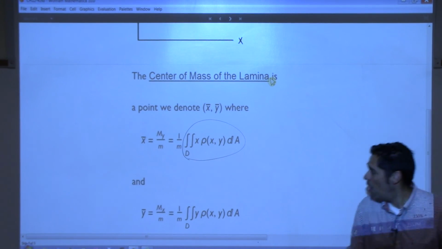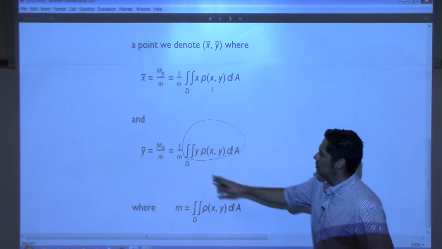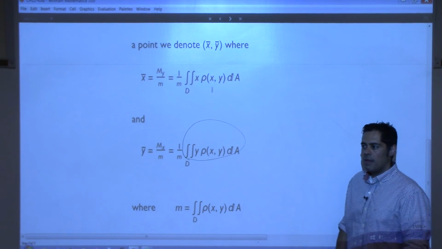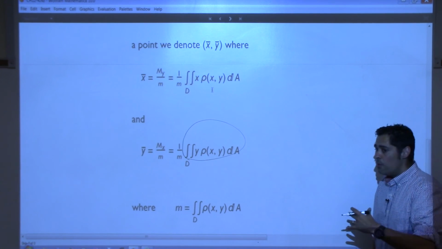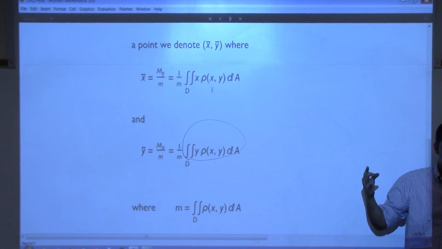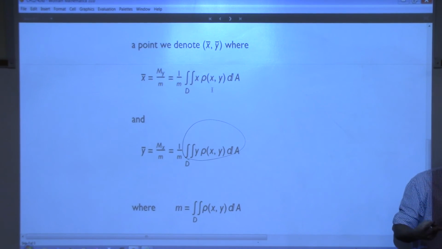And then to find the y-coordinate, it's the other moment divided by the mass. So if you're given a problem where you're asked to find the center of mass of a non-homogeneous lamina, you have to compute 3 double integrals. You have to find the mass, because you need it for both of these, and you need to find both the moments.